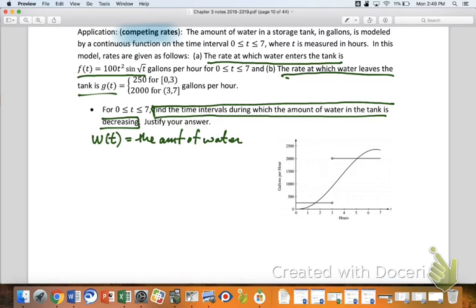So if I'm looking for where the amount of water is decreasing, couldn't I say I'm looking for where W is decreasing? Okay, so here's your big connection. W would be decreasing when W prime of T is less than 0, negative. There we go. So W prime of T being negative, that's what I'm looking for. So I'll just put this right here.